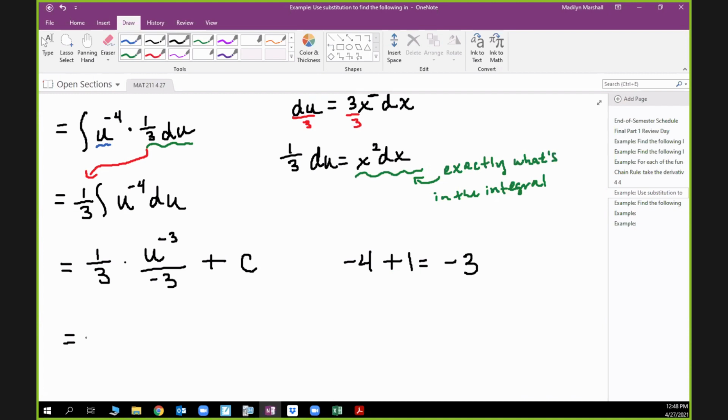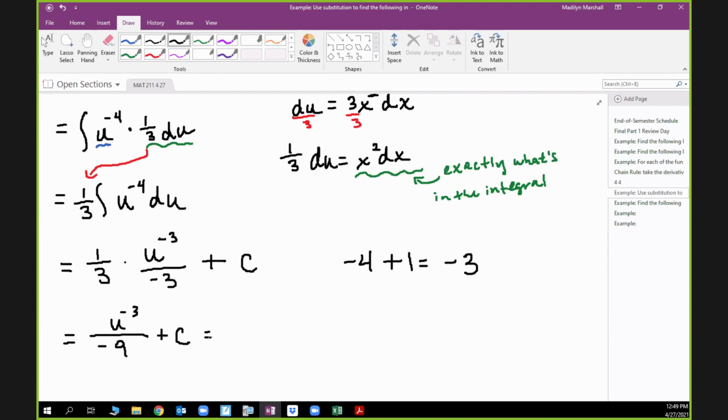So this can now simplify. And I'm just going to simplify it without changing the u for a second. So that 3 and -3 can multiply on the bottom. So the integral has been taken. The integral is done. We raise the power by 1 and divide by the new power.